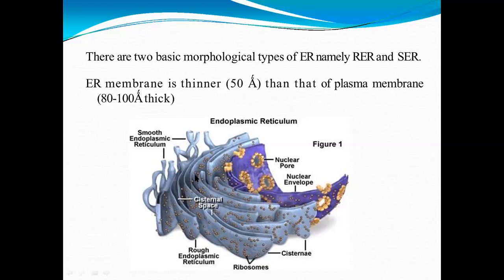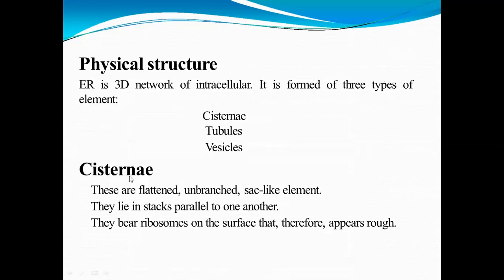As we already discussed, it is attached to the nuclear membrane and considered a budding off of the nucleus. Here we have this one in dark blue, which is the rough endoplasmic reticulum that has ribosomes, and these are the smooth endoplasmic reticulum. These are the ribosomes, these are the cisternae, and tubules are also there. The physical structure of endoplasmic reticulum, a three-dimensional intracellular network, has three different parts: vesicles, tubules, and cisternae.